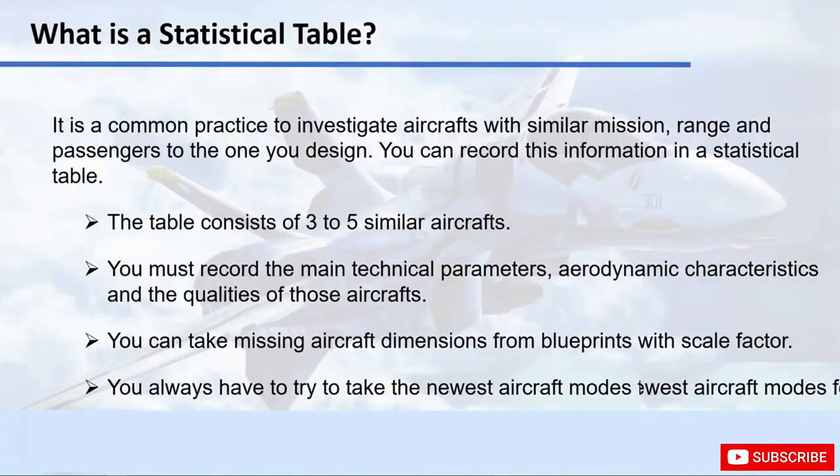Hello guys, today we are going to talk about the statistical analysis and basically what a statistical table is. As we talked in the previous lecture, usually you need to take data from already existing aircraft, and normally designers are taking 3 to 5 similar aircraft with similar characteristics to the ones in their project, and they're basically recording and writing inside a table their main parameters, and basically parameters that can be used in our project in order to build the initial assumptions for the future aircraft.